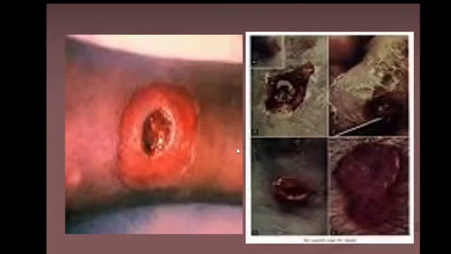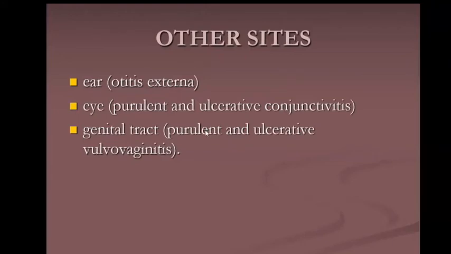cutaneous diphtheria. Then other sites. Apart from what we discussed, it can affect the ear as otitis externa. In the eyes, it can present as a purulent or ulcerative conjunctivitis. In the genital tract, it can present as a purulent and ulcerative vulvovaginitis in females.